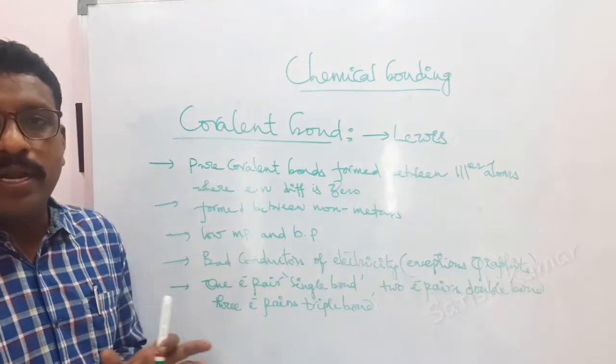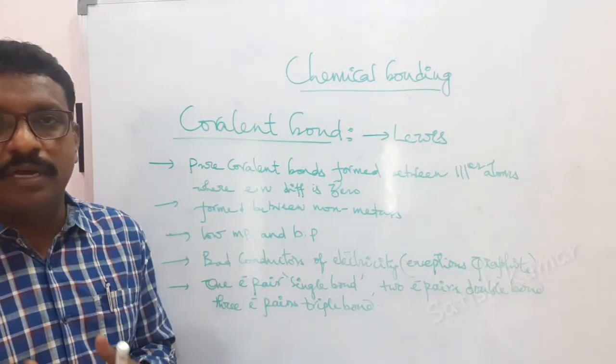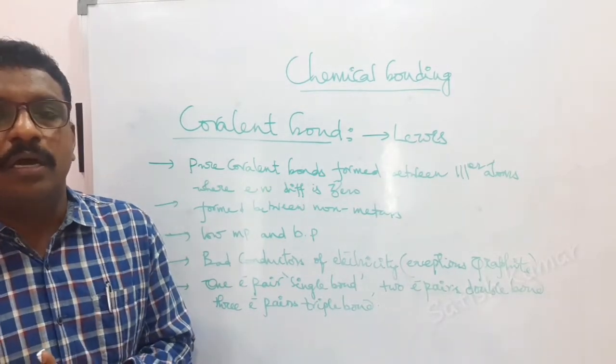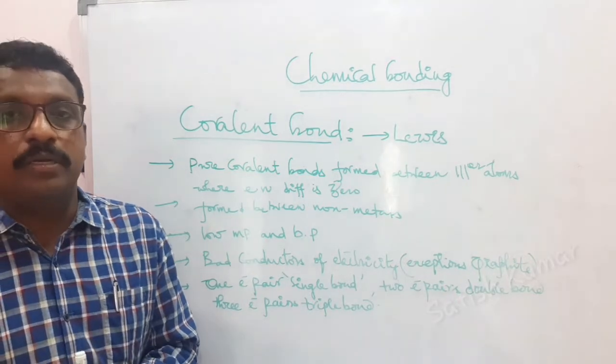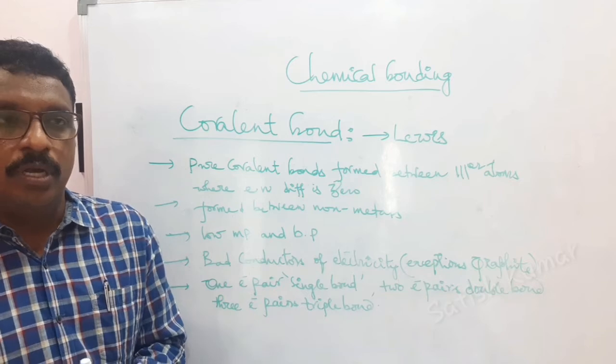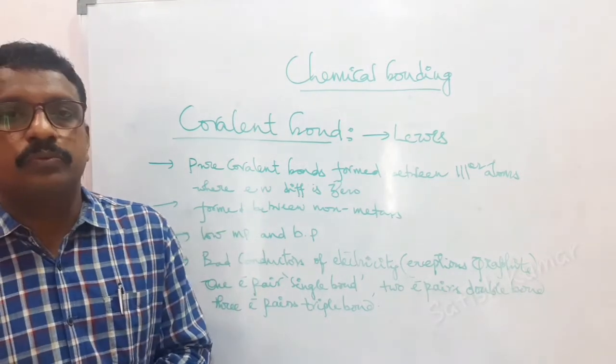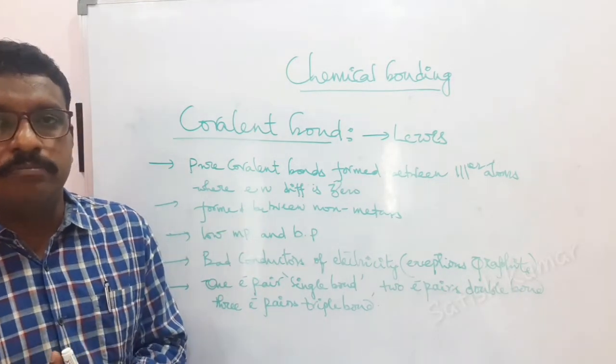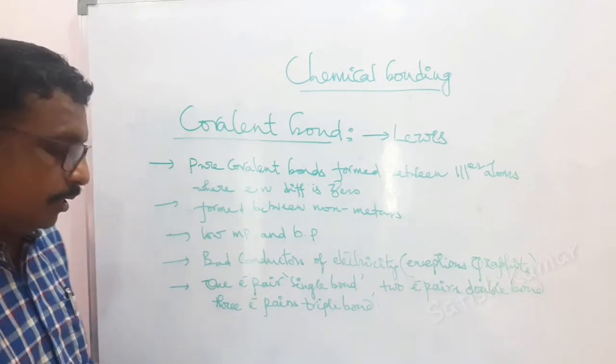And if one electron pair is shared, then there is formation of single bond. If 2 electron pairs are shared, double bond. If 3 electron pairs are shared, that is triple bond. Now I will give you one more example for single bond, double bond and triple bond.